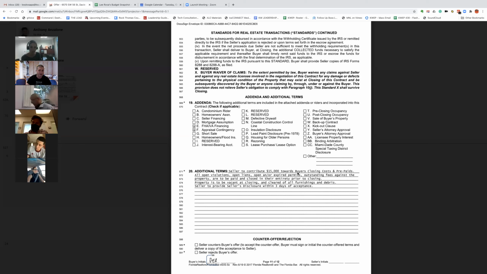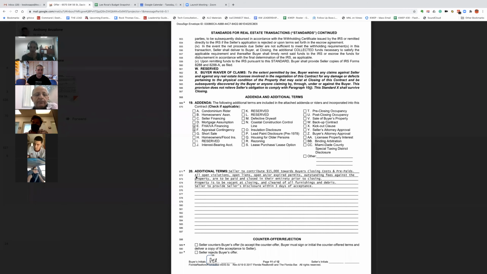However, $15,000 should cover the majority of your closing costs. With the VA loan, you should be getting into the property with very little, if any, money out of pocket. How does that sound? That sounds great.